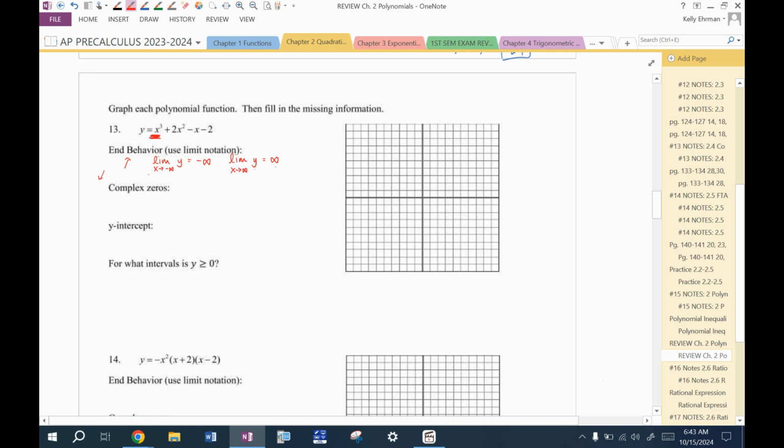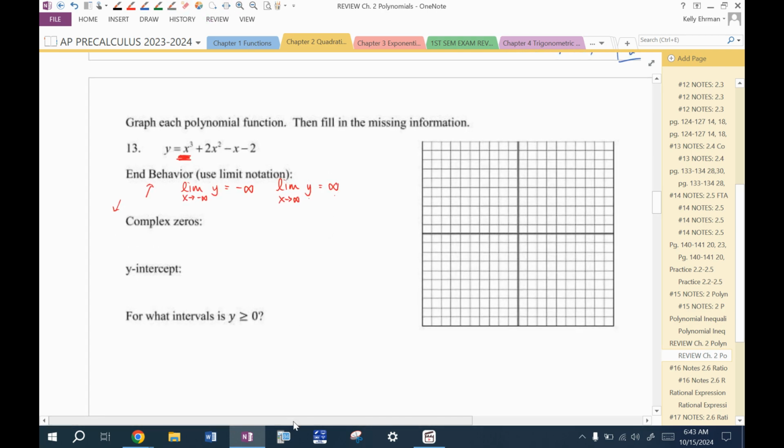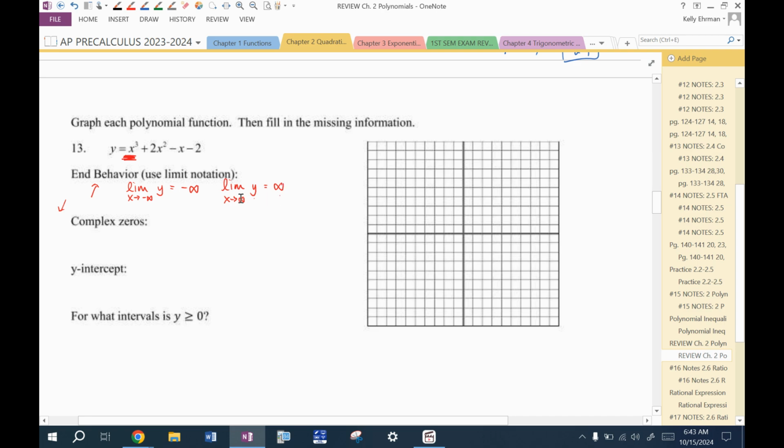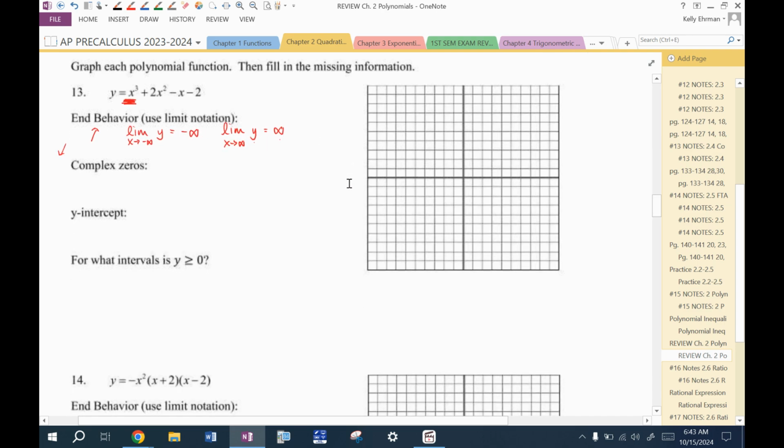You have to use the correct limit notation. You can't put your own spin on it. Exactly how I've written it, you don't have to have the cursive L, but everything else should be the same. That's how you have to write it. It's not just a different version of what you wrote in Algebra 2. You have to write it this way for the AP test.